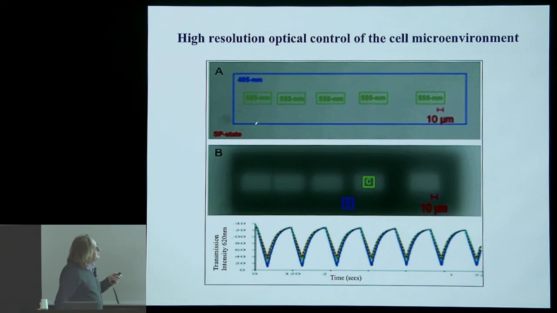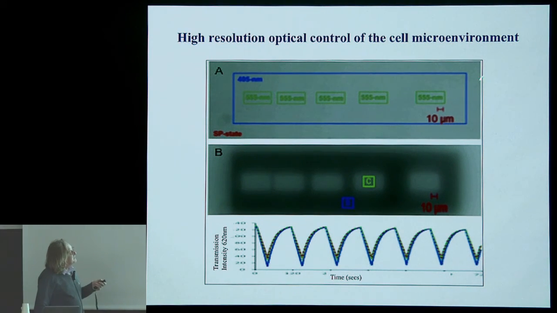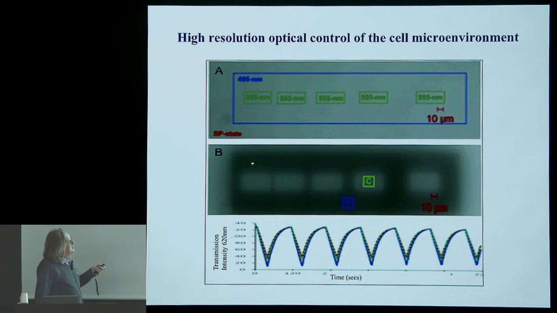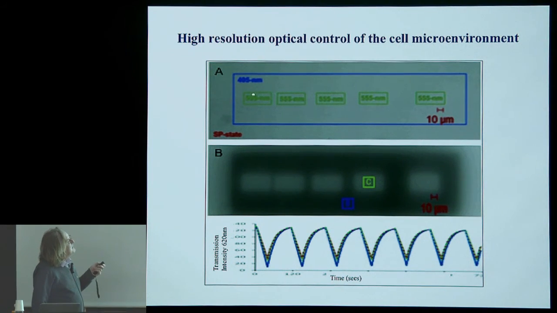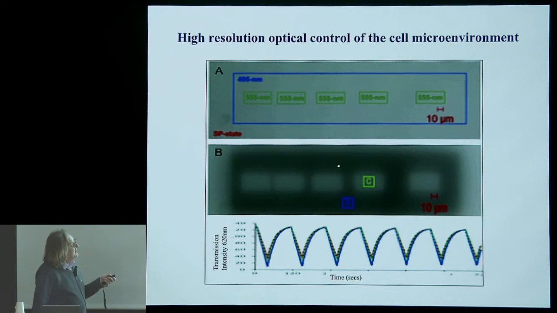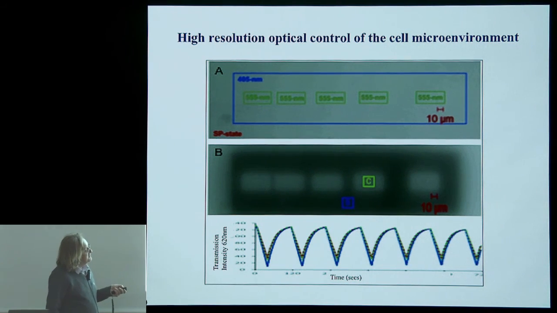Okay, so let's go to this high-resolution study. Here is the boxed region. We excite everywhere here with 405, and we generate the merocyanine, which, because of its absorption, looks black in this transmission image. Within that box, we excite with 555 nanometer light, 5 different boxes, and we generate the spiro state, which has no color, so light transmits through this. So these are cell-sized boxes here that we can generate within a field of view. And within this green region here, we can control the spiro and merocyanine transitions that I showed you earlier.